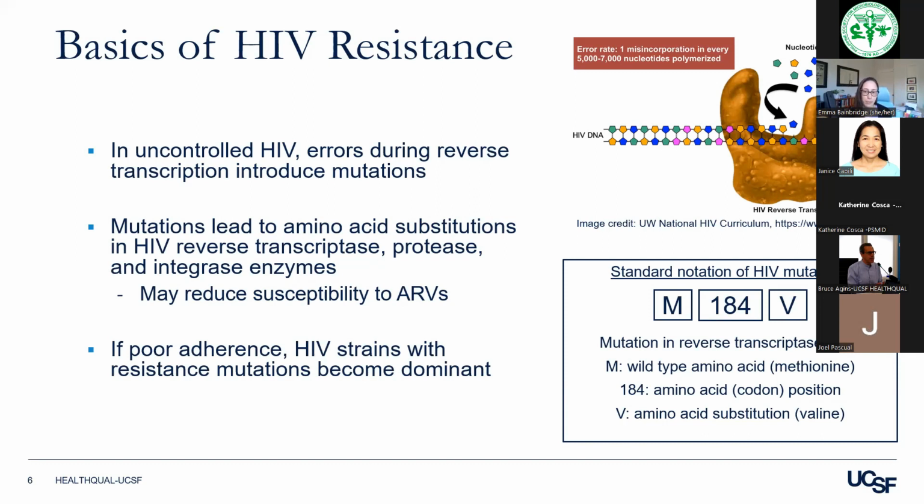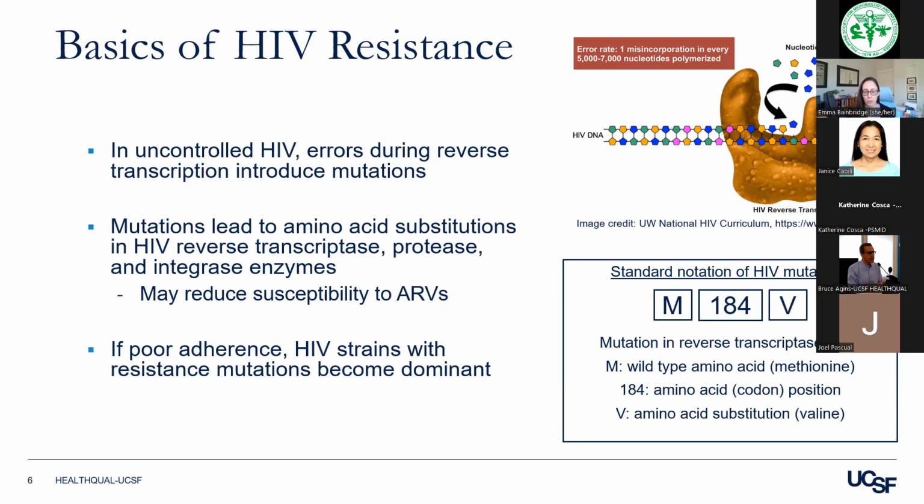I want to talk briefly about the notation for HIV mutations, so it's clear what we're talking about. Here on the right bottom of the slide, I have a common mutation you may see in M184V. This is a mutation that occurs in the reverse transcriptase gene. The M refers to an amino acid, methionine, that's part of the peptide chain that makes up the reverse transcriptase. And the 184 is the amino acid or the codon position in that sequence.